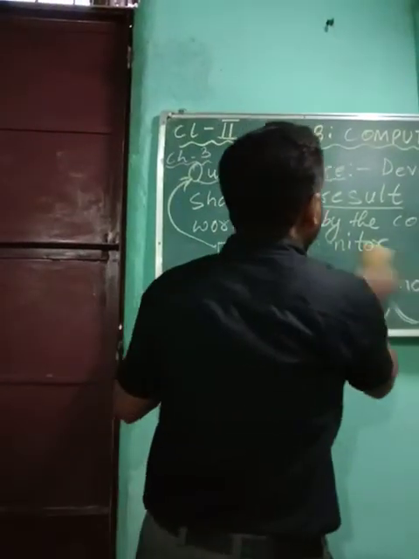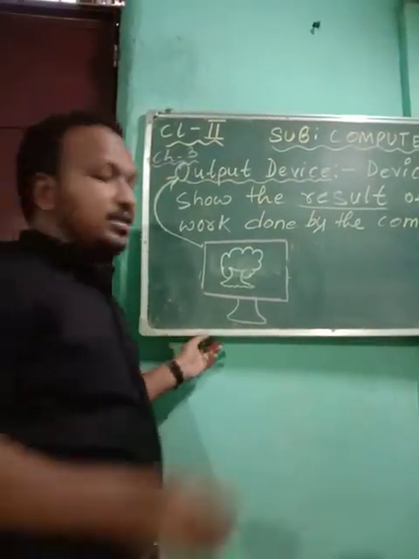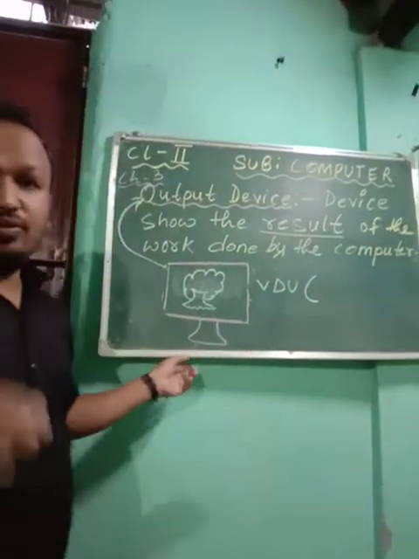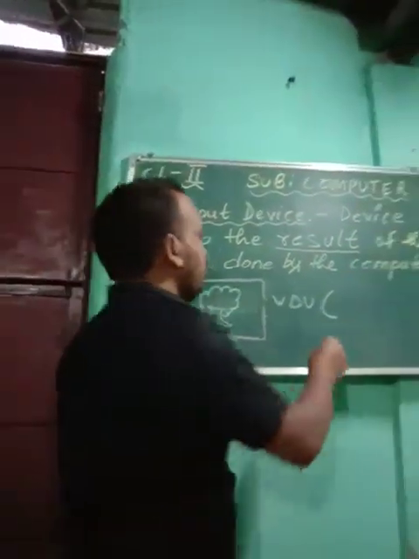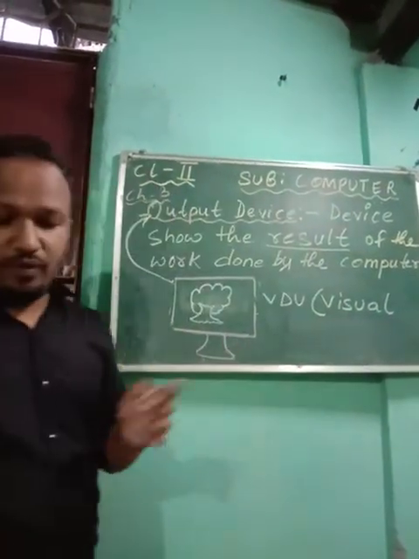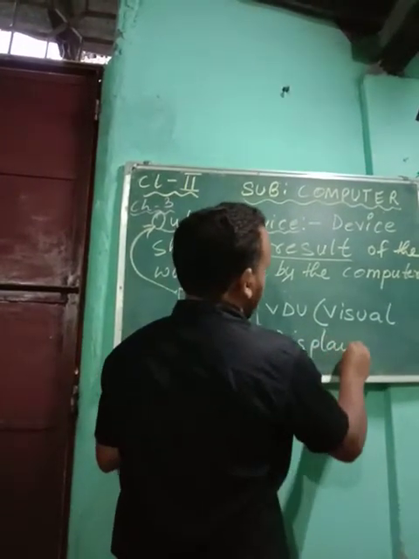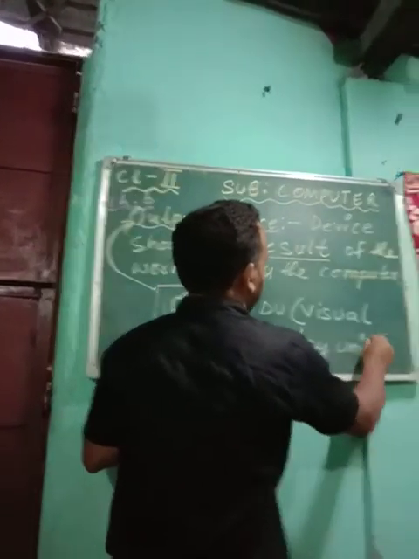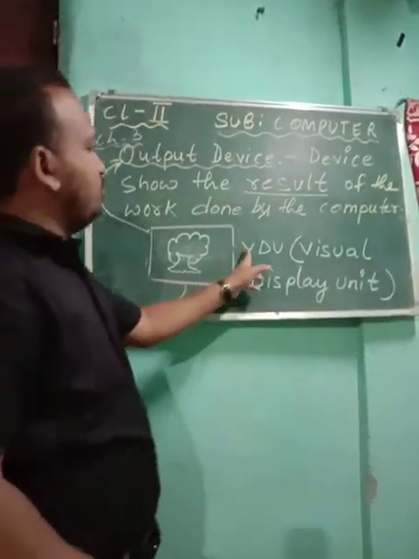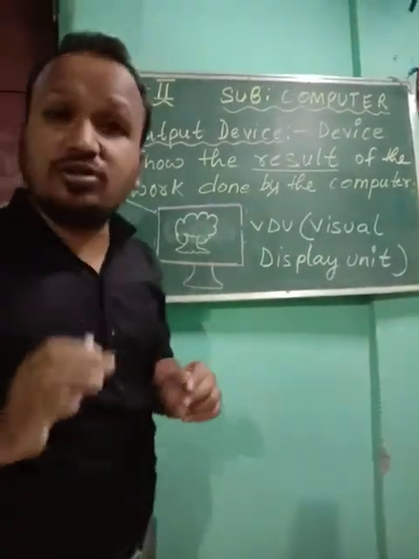See children, this monitor is also known as VDU. Now you will read with me this one: visual. So V for visual display unit. So you see VDU, what does video mean? So this monitor screen is also called video.